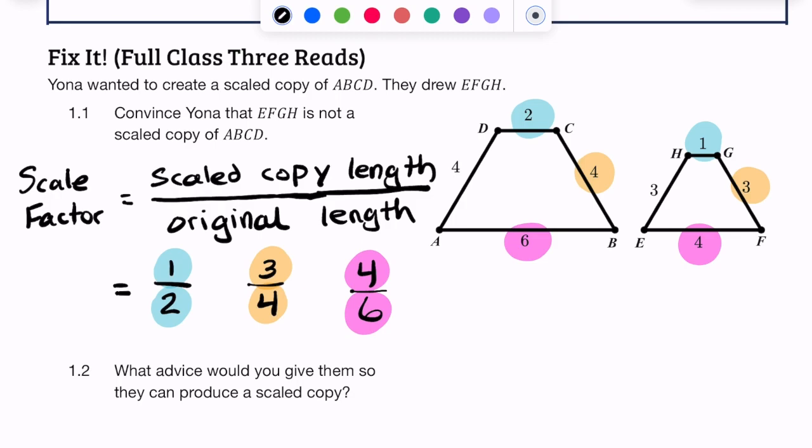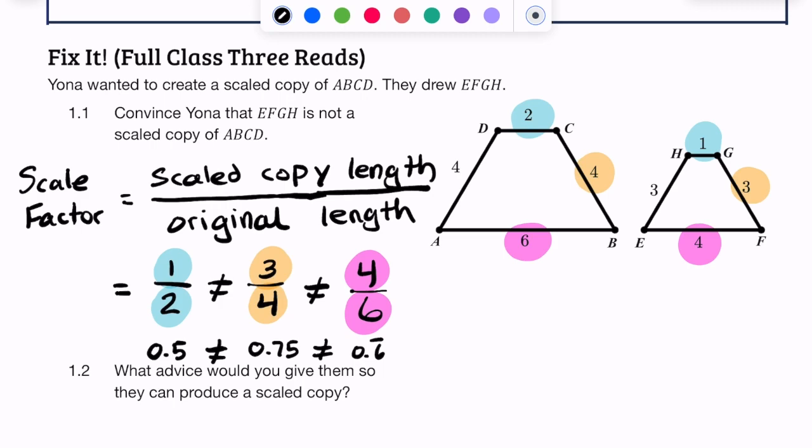But then we can put this in our calculators, and if you do 1 divided by 2, you're going to get 0.5. If you do 3 divided by 4, you're going to get 0.75. And if you do 4 divided by 6, you're going to get 0.6 repeating, 0.6666666. So these are not equal. Okay, these are not equal. So the ratios of the side lengths are not equivalent, and there's not a scale factor.